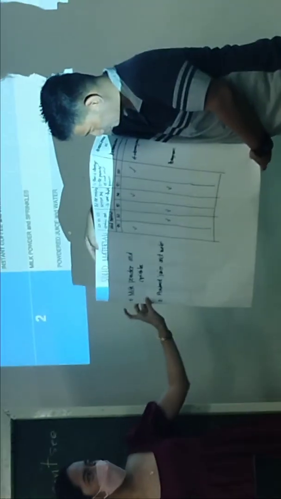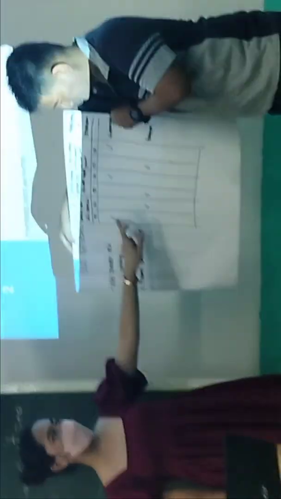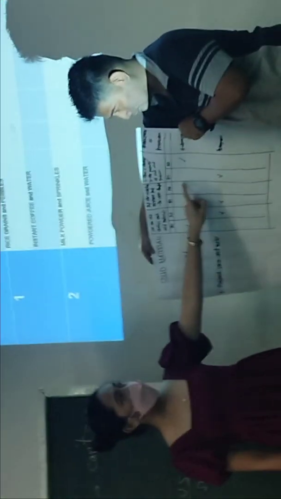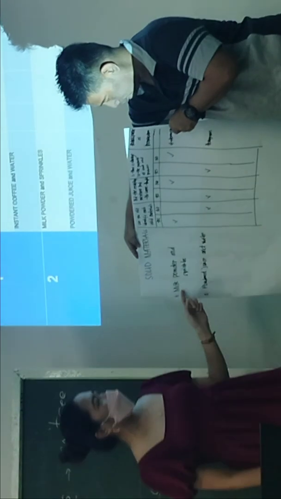Our first solid materials are milk powder and sprinkles. Can you still identify each solid material? Our answer is yes. Did the resulting mixtures look the same? Answer is no. Is there a change in the property of each solid material? Our answer is no. And our answer for the milk powder and sprinkles is heterogeneous. Why? Because we can still distinguish the milk powder and the sprinkles as we combine them together. That is why our answer is heterogeneous.